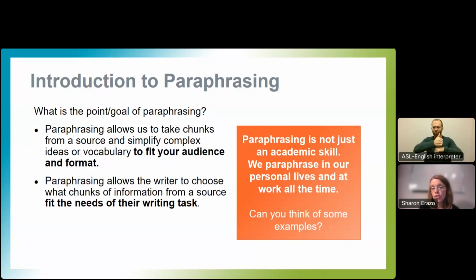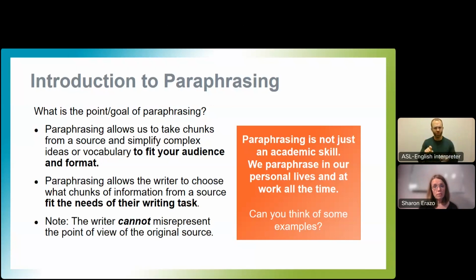It also allows the writer to choose what chunks of information from a source will fit their needs of the writing task. What I choose to paraphrase may differ from a source depending on what it is I'm being asked to do, what the specific focus of my writing task is.